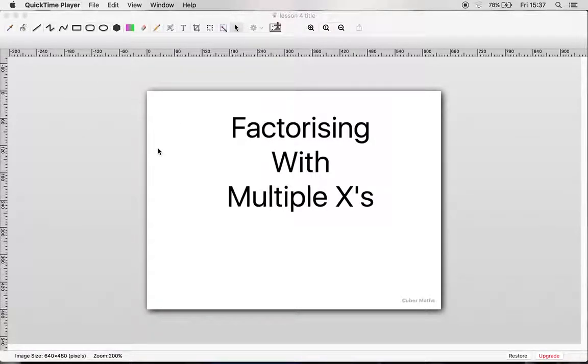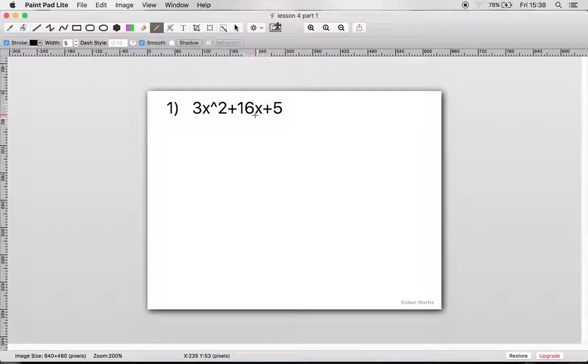Today's video is on factorising with multiple x's. Here we have our first problem. It's 3x squared, add 16x, add 5. Now we know it's going to be two brackets as it's a quadratic. And we can work out that both of our signs are going to be positive because you've got plus 16x and plus 5. So we write that in to begin with.